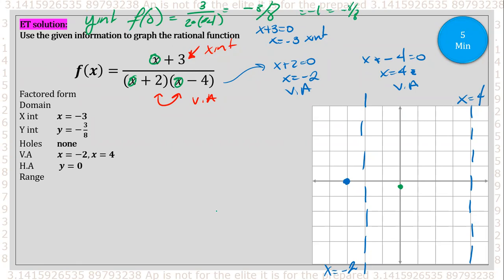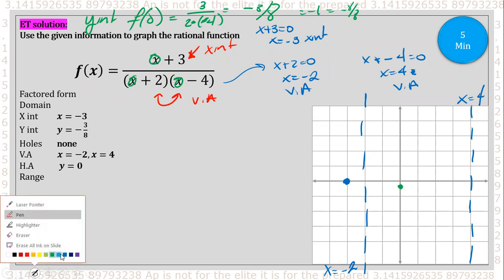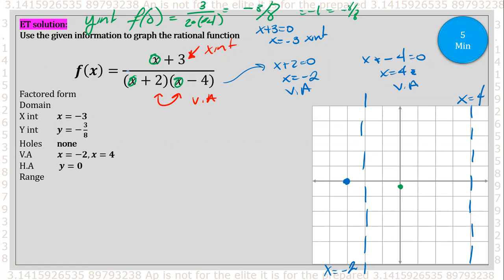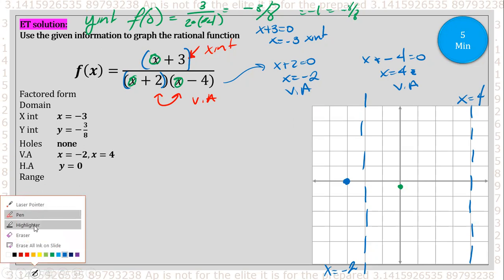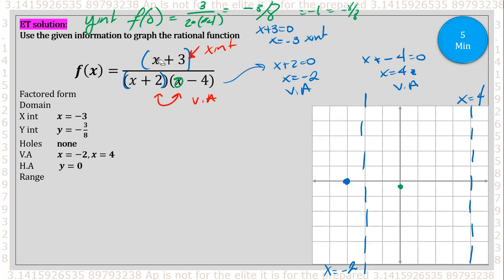Alrighty, let's see if we have any holes. In order for us to have a removable discontinuity, a hole, we need to see the same factors display themselves in both the numerator and the denominator. Hopefully you're able to see that all of these factors are different in the numerator and the denominator, so we don't have any holes, but there will be cases where we do have holes.